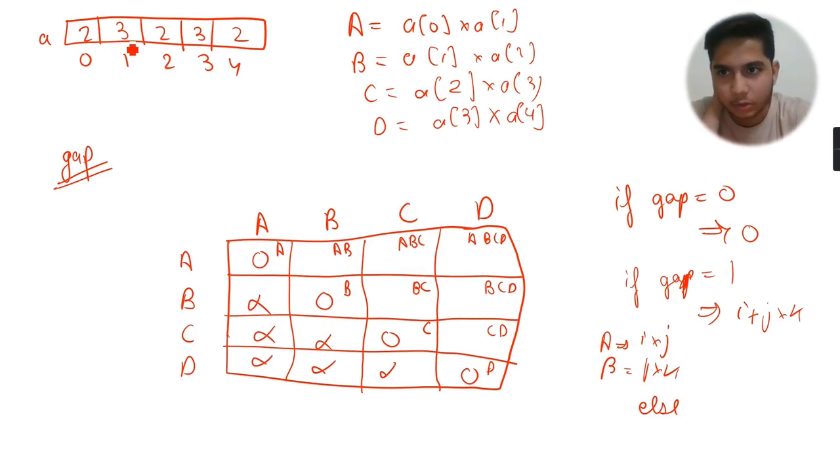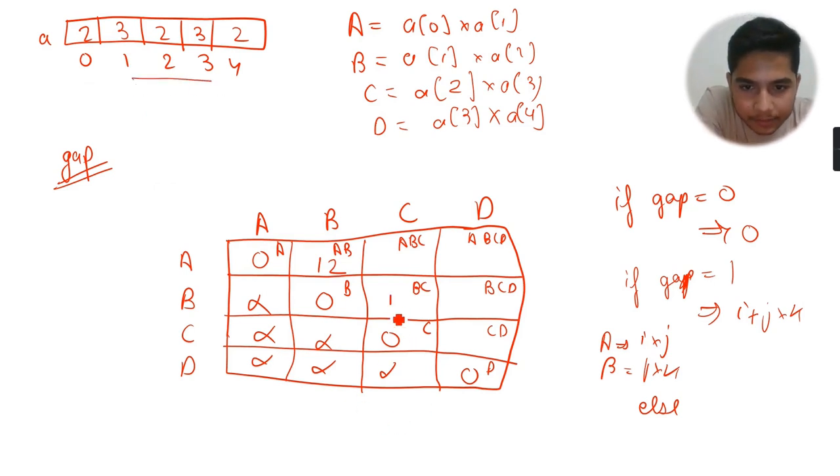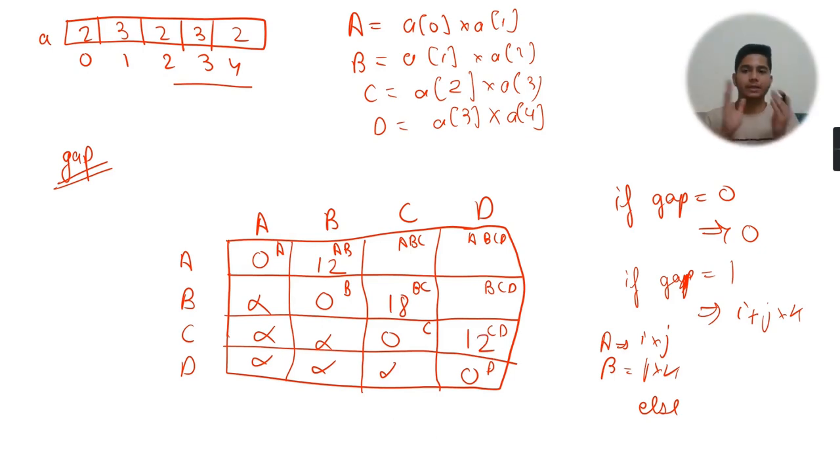So A is having 2 cross 3 and B is having 3 cross 2. So it will be 0, 1 and 2 multiplication of this. So it will be 3 into 2, 6 into 2, 12. And for the case of BC, it will be like this: 3 into 3, 9, 9 into 2, 18. And in the case of CD, it will be 2 into 3 into 2, it will be 12 again, right? So for the gap 2, you have to multiply these two terms only, because if there are two elements, you can simply multiply them.